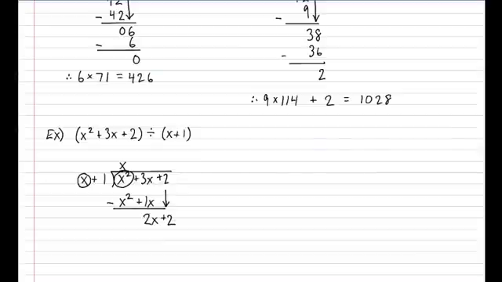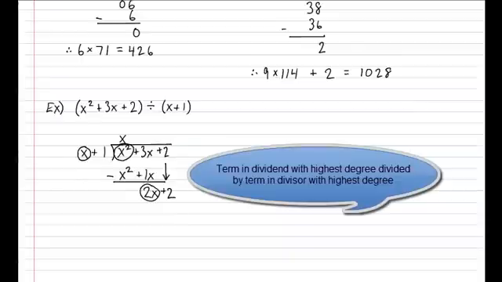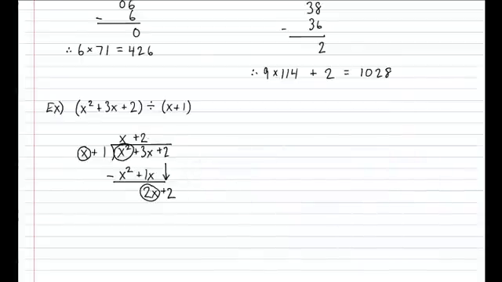And again, the process repeats, but don't forget it's highest degree divided by highest degree. So 2x divided by x is 2. And then go back the other way. 2 times x is 2x. And 2 times 1 is 2. Do your subtraction, and you end up with 0.